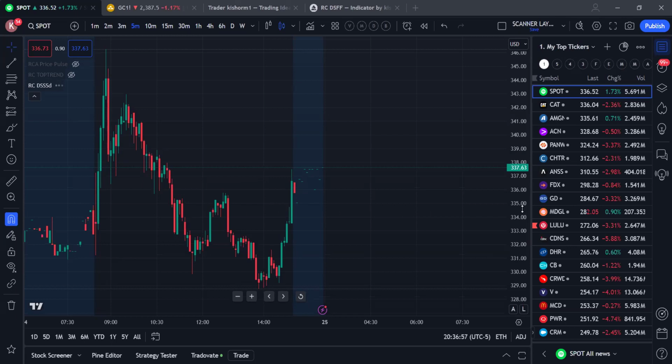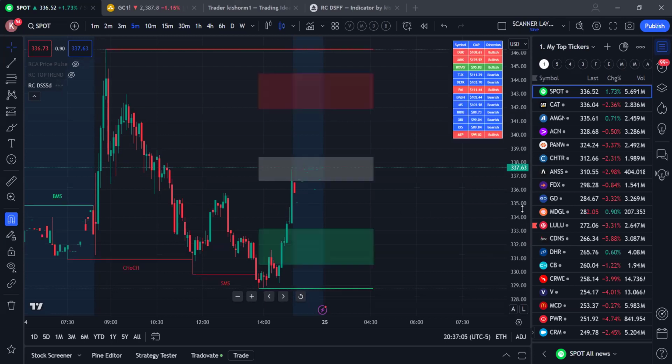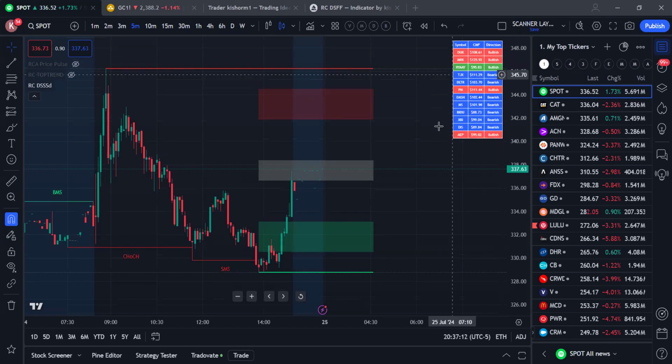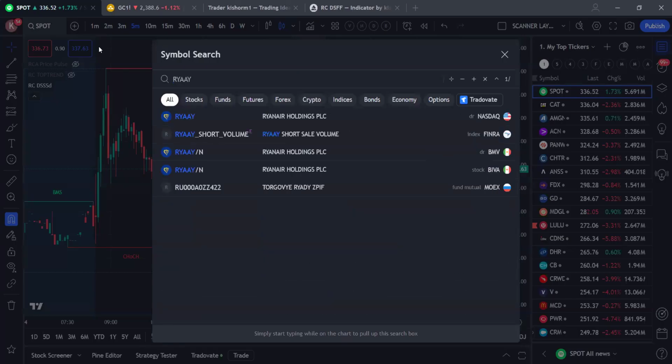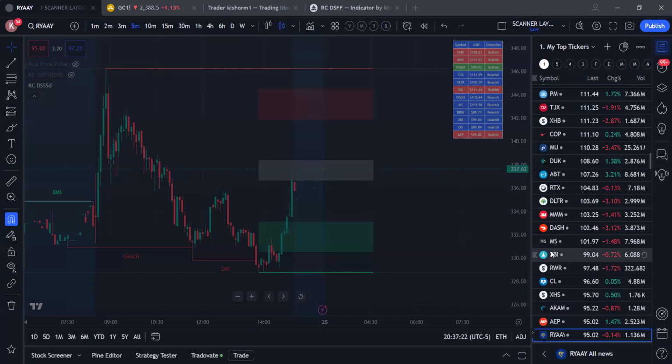Because there are hundreds of stocks and you cannot put all 100 stocks in one scanner, right? Because your calculations will become more and more complex. That's why I divided them into different parts. So here also you can see multiple, but our first priority is always green, right? Whenever you see something green, let us look. RYAY, Rainer Holding.